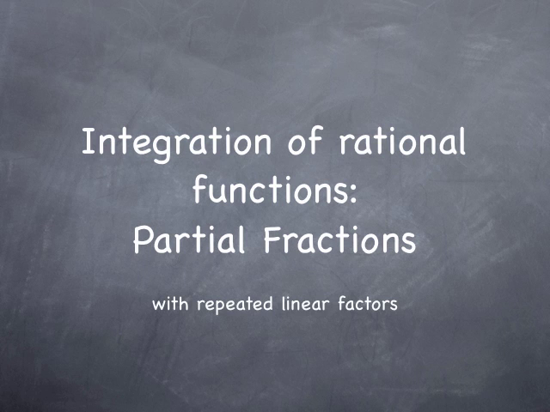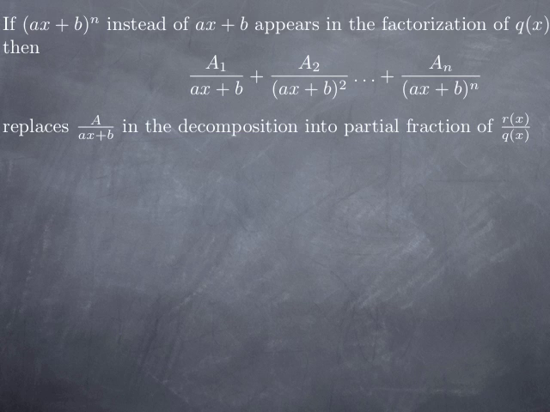Continuing our study of integration using partial fractions, we're going to look at the case where we have repeated linear factors. So what that means is that in the factorization of the bottom, q of x, we have a term of the form ax plus b to the n instead of just ax plus b.